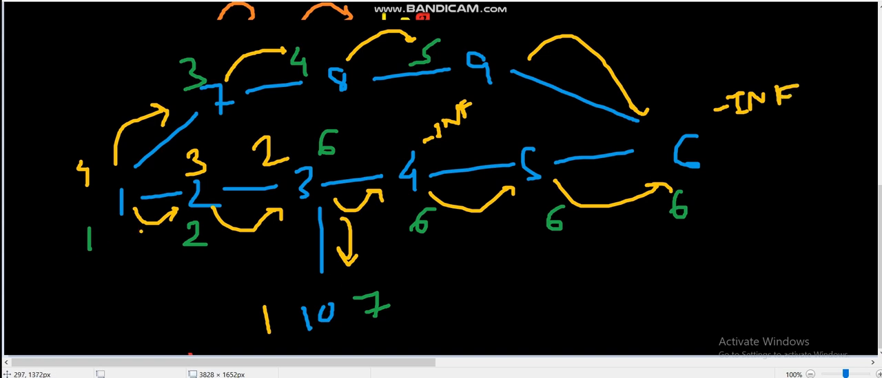Our answer will be 4 here. Instead of that, the answer should be 1, 2 in this path. The answer will be 1, 2, 3, 4, 5 and 6. The answer should be 6, but instead for our wrong algorithm, our answer is 4 here.